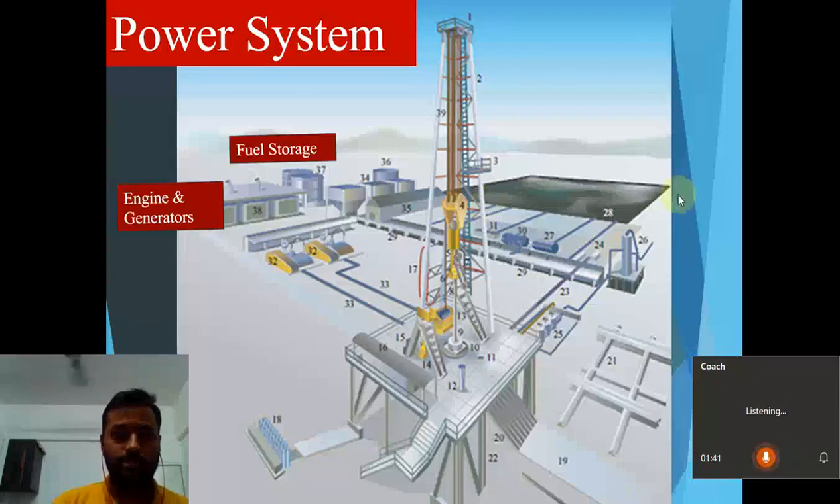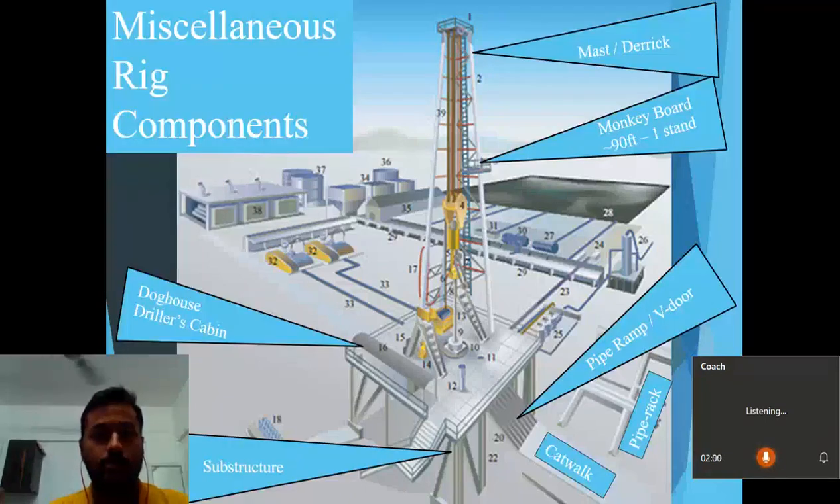So this is a schematic diagram of the oil rig. This is basically for land, but on offshore and floating rigs it is just the same, just the substructure differs. I will tell you what the substructure is. So let's proceed. Then we come to some miscellaneous rig components.